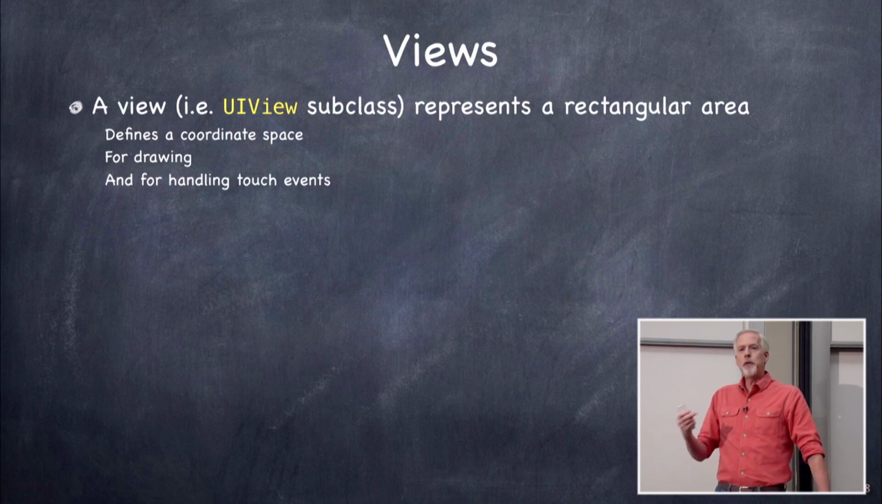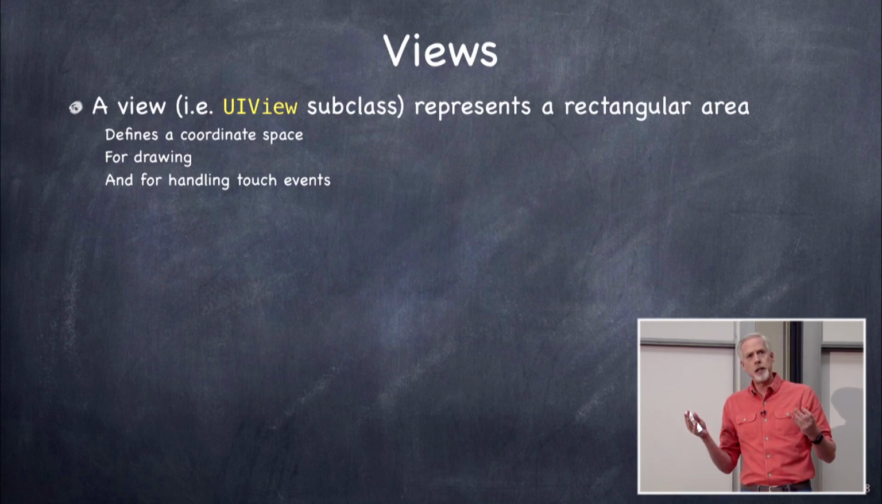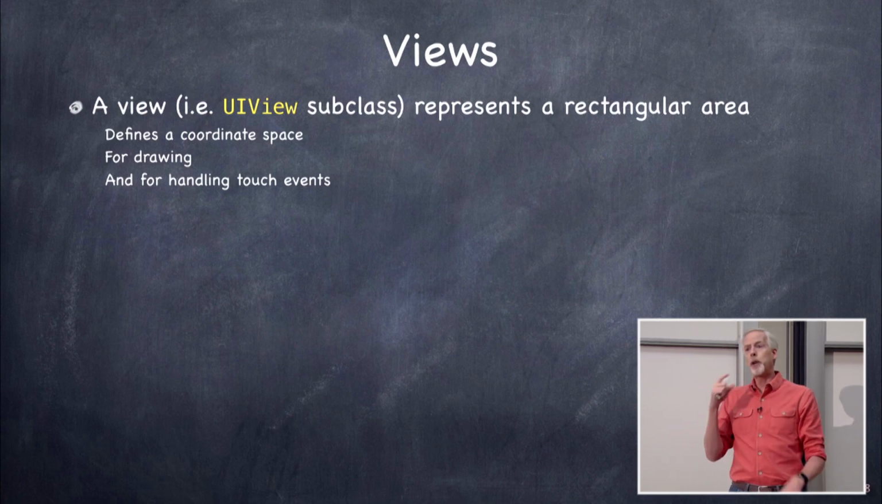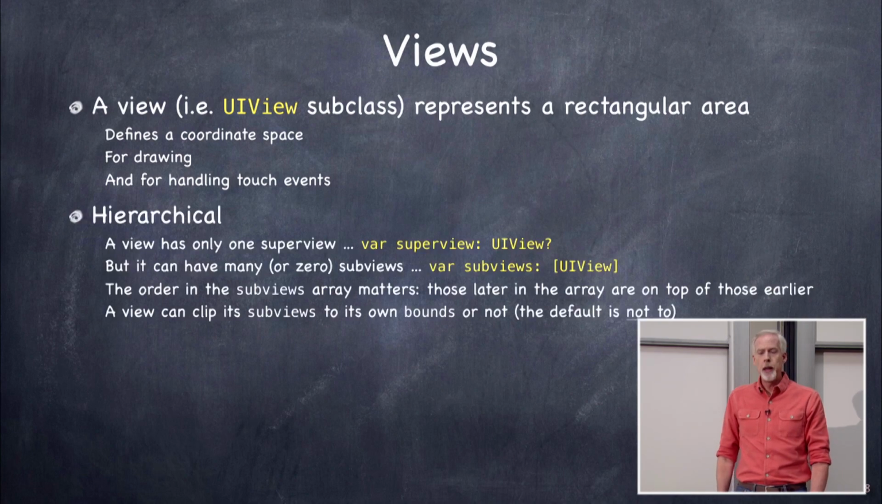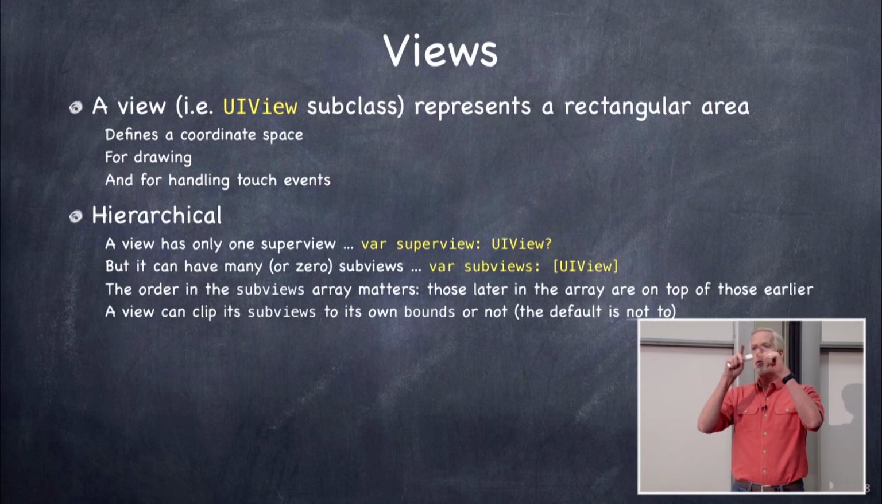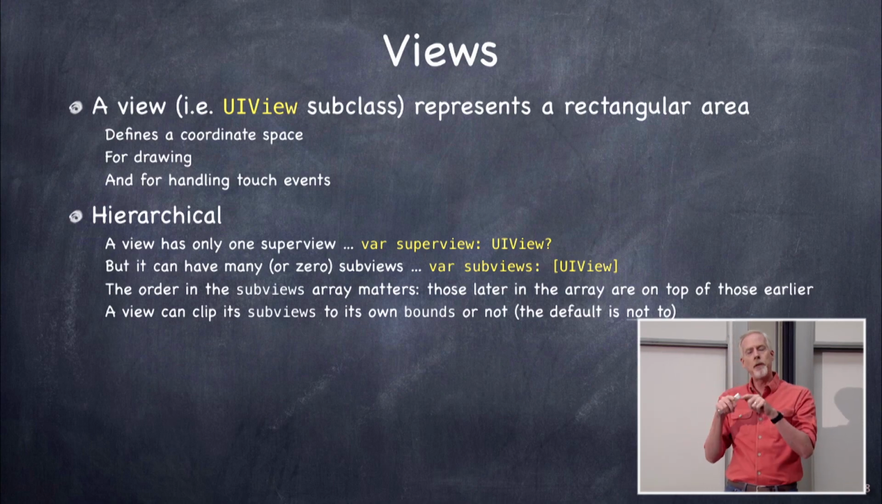Okay, so what is a view? What is a subclass of UIView? It's essentially just a rectangle on screen that defines a coordinate system. And this is a coordinate system you're going to use to draw, and it's also a coordinate system for getting multi-touch events, right, with the fingers on the screen. It's hierarchical, which means these rectangles live inside other rectangles, right? So views inside views inside views.